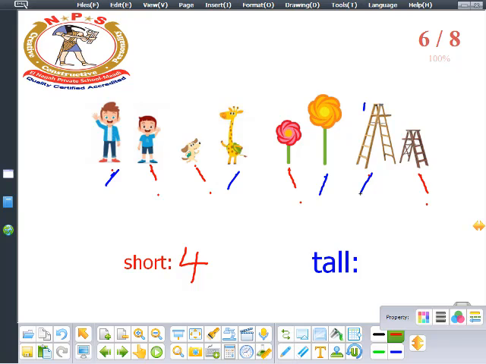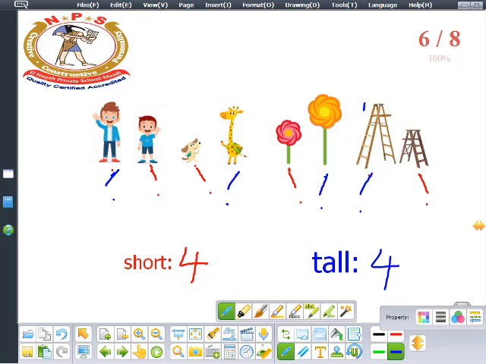So how many tall pictures do we have? 1, 2, 3, 4. Here we have 4 tall. 4 tall too. Well, let's go to another thing.